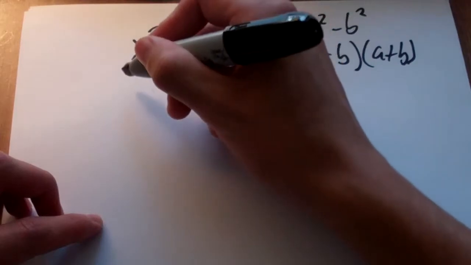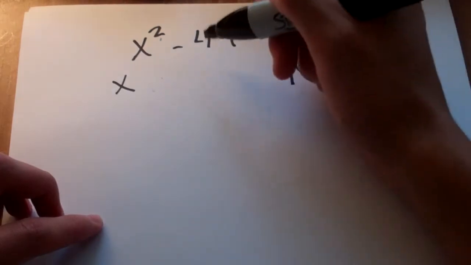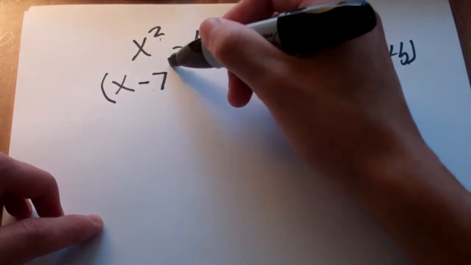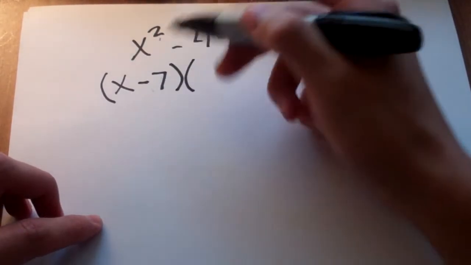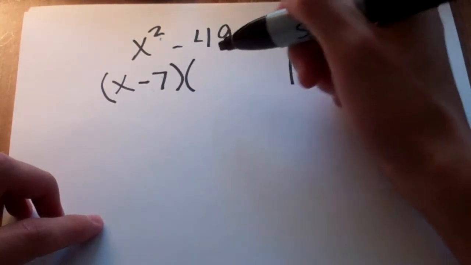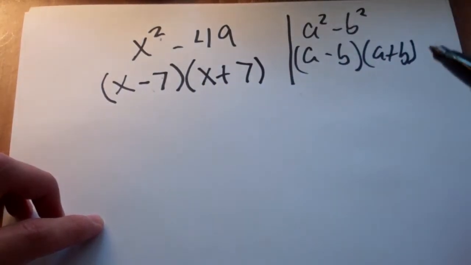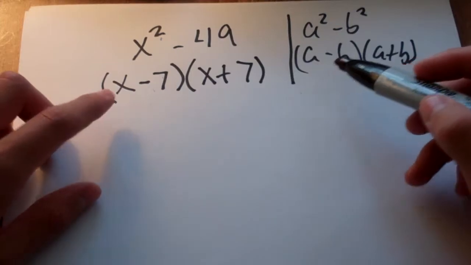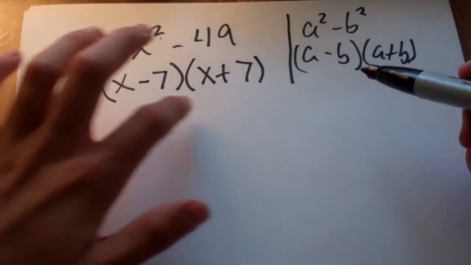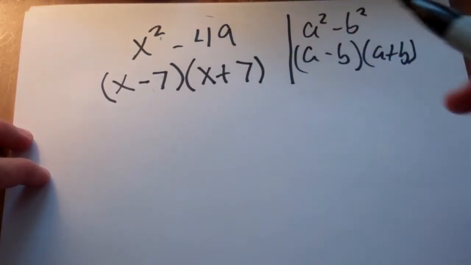I can write, if this is a, x, and b, what squared will give you 49? Well, 7, right? So a minus 7, I'm sorry, this is b. A minus 7, and then we have a plus 7, a plus b. So a minus b, a plus b: x minus 7, x plus 7. Okay? So if I was to actually multiply these out, this is what I'd get.